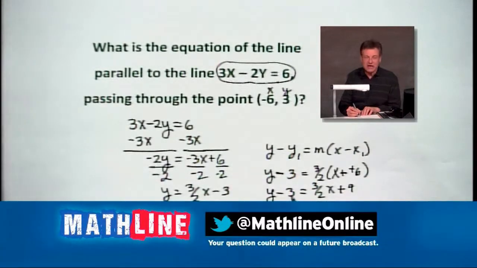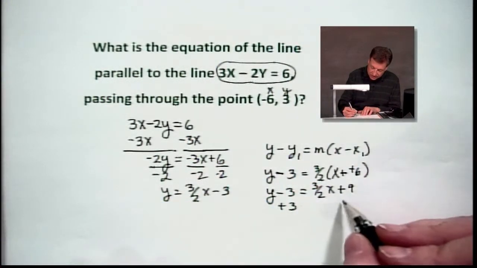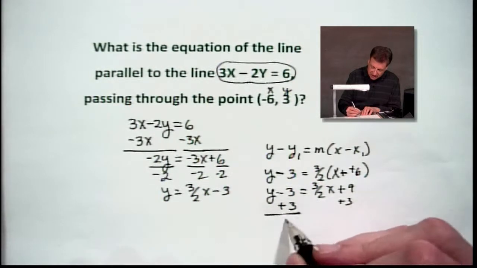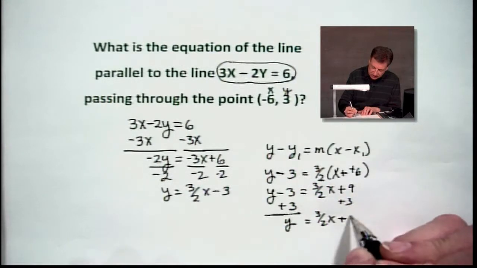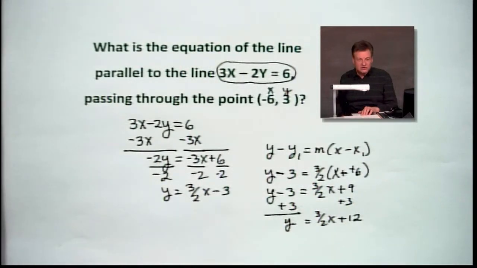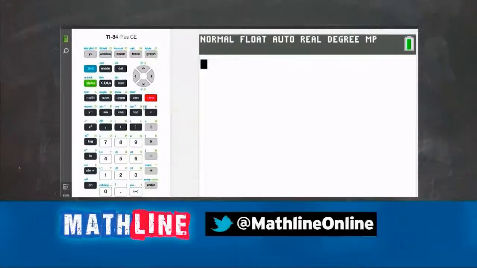We got to move this 3 out of the way, by the way, so let's see what happens. We had minus 3, we'll add 3, and that leaves me with y equals 3/2 x plus, wow, 12 there. Is that right? Let's see how that works. That was interesting. Let's take it on the grapher and see how it works.